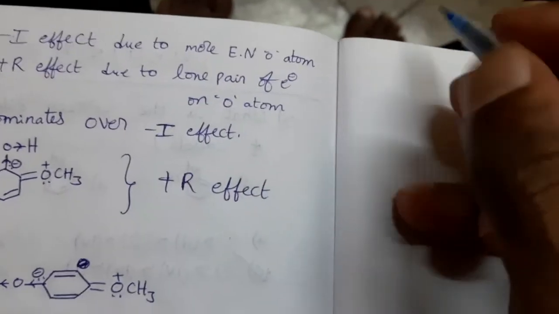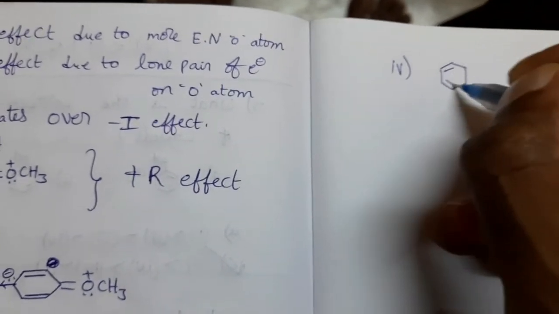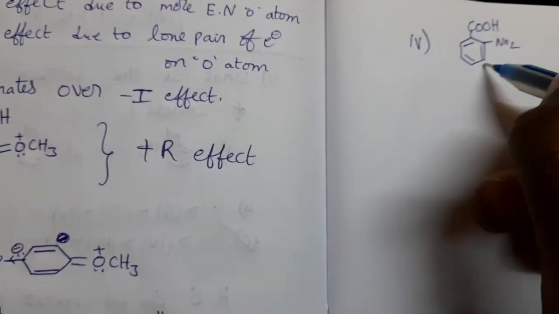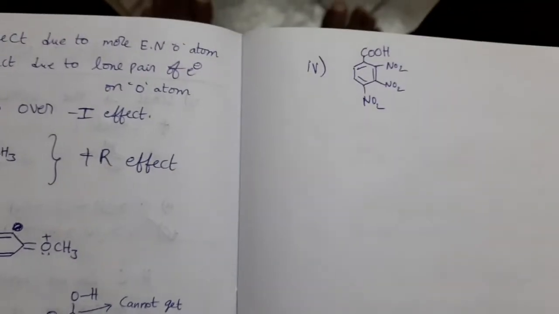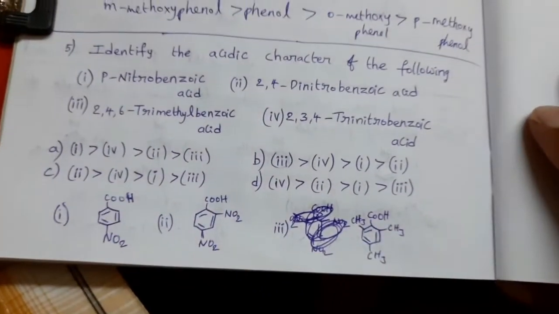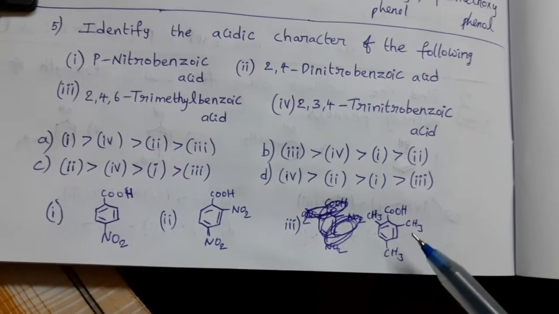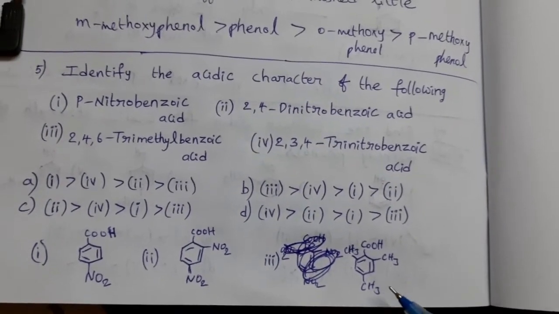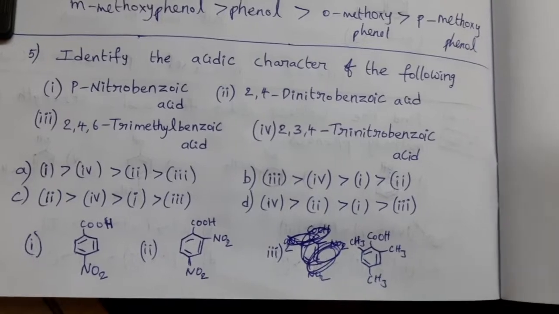Fourth one, see here. 2,3,4-trinitrobenzoic acid. Benzoic acid, 2, 3, 4 trinitrobenzoic acid. Okay. Now NO2 is an electron withdrawing group. CH3 is an electron donating group. Withdrawing group is present, acidic character increases. Electron donating group is present, acidic character decreases. So this third compound has the least acidic character compared to the remaining three compounds.